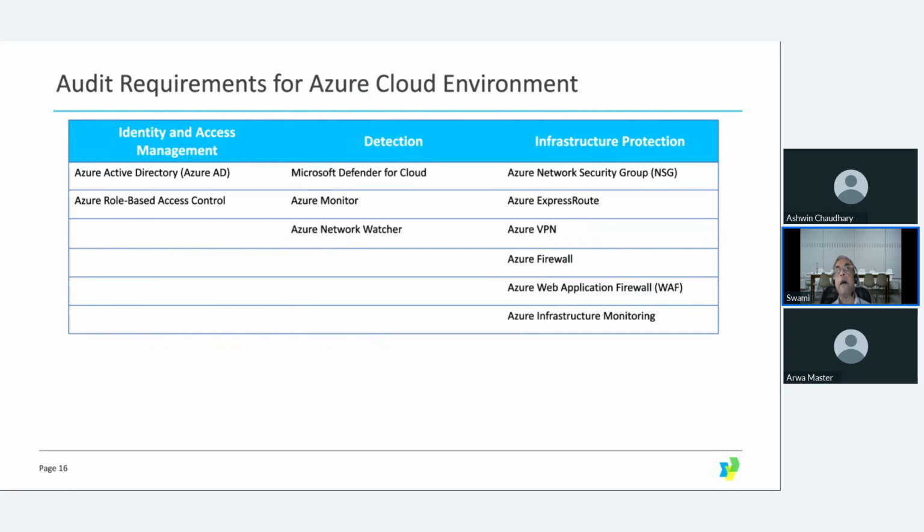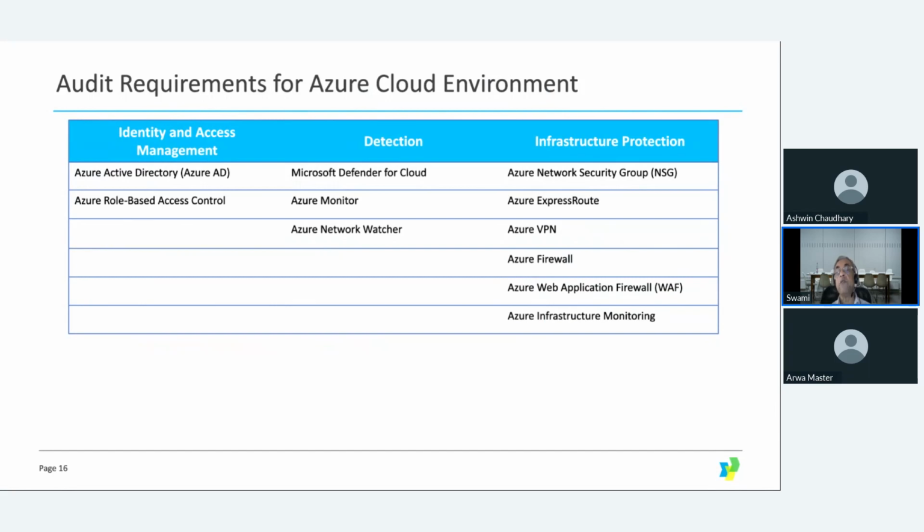As per the roles, you can provide access to users, and you can ensure that your applications, data, and infrastructure, everything is secured. When we talk about detection of anomalies that happen in the environment, that is taken care of as part of Microsoft Defender for Cloud, Azure Monitor, and Azure Network Watcher. These are the three tools that we primarily have to take care of this requirement.